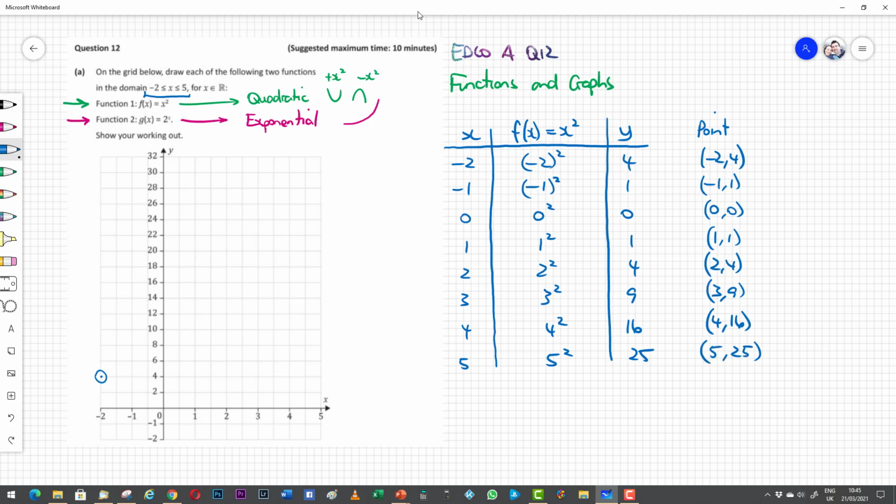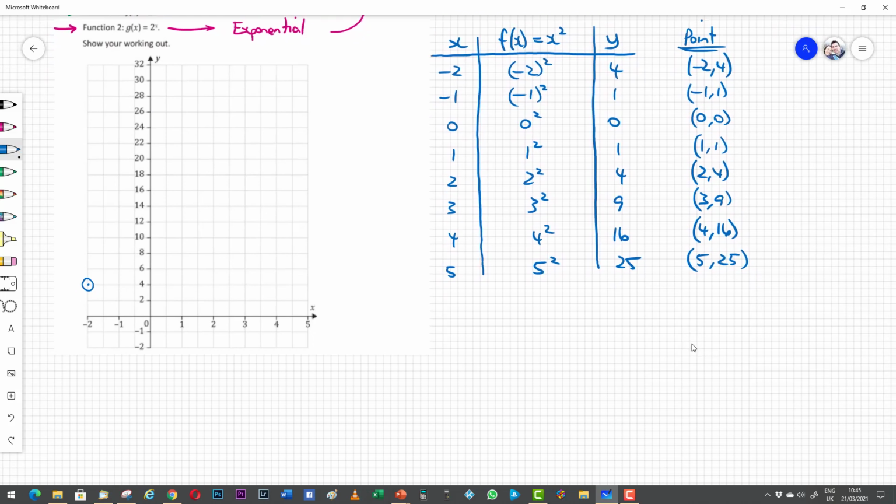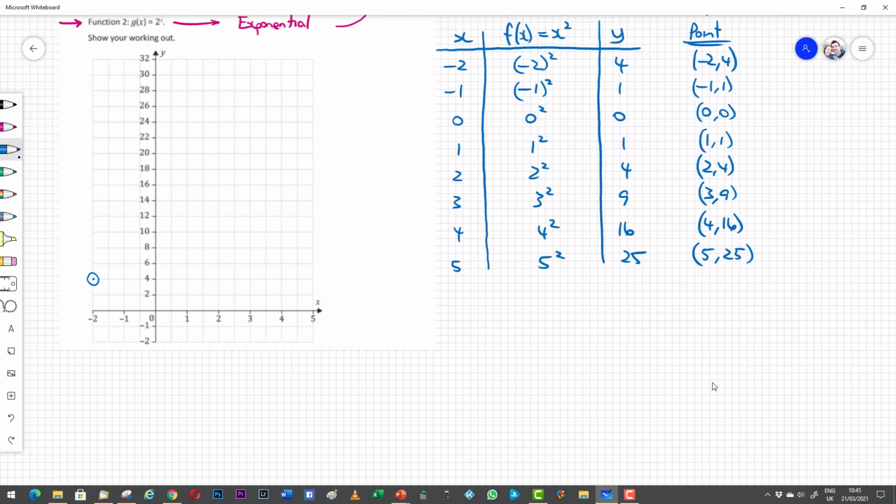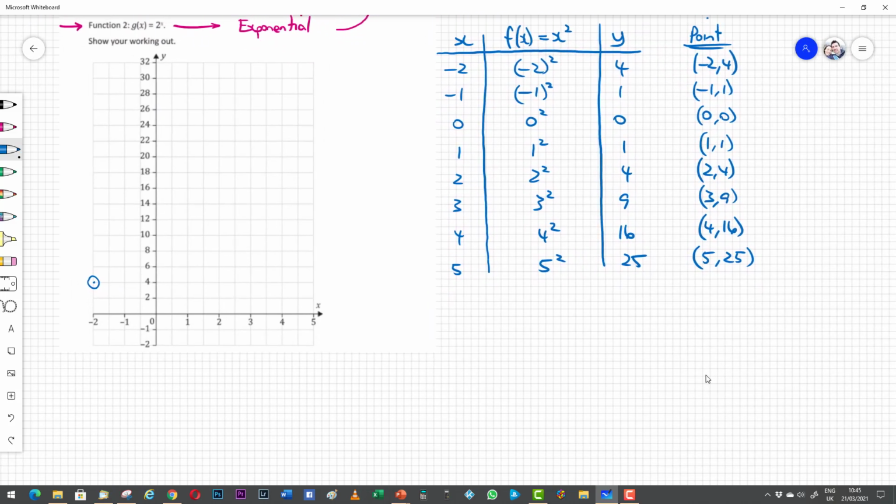Okay, so they're all the points that we need to draw the quadratic function f of x is equal to x squared. You're then going to go down and do the same thing for g of x is equal to 2 to the power of x. So we'll just find those points as well before we move on. So again, we're going to use the same domain. The domain, remember, are the input values. We'll just write that here. So there's the domain.